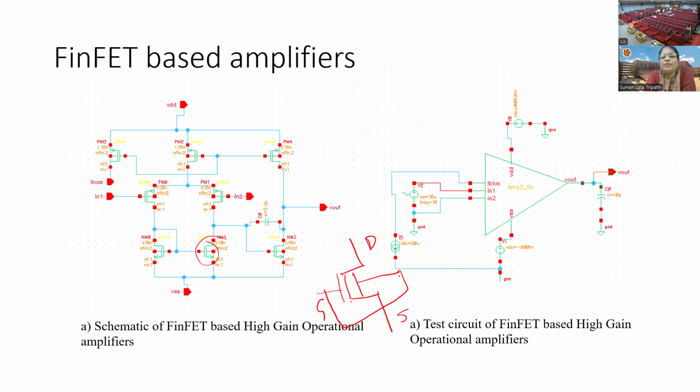Although it is a multiple gate device, if we join them, then we can simply apply a voltage to make it on and off. So here the CMOS based design has been changed with the 18 nm FinFET, and here is the test circuit for the same. After designing it, the symbol has been created for the operational amplifier, and it has been tested in the Cadence tool.